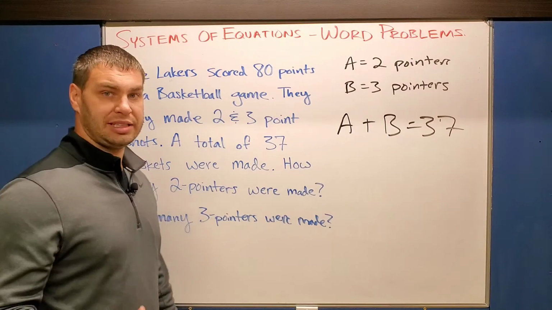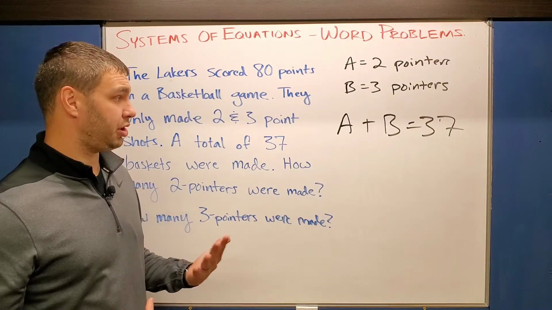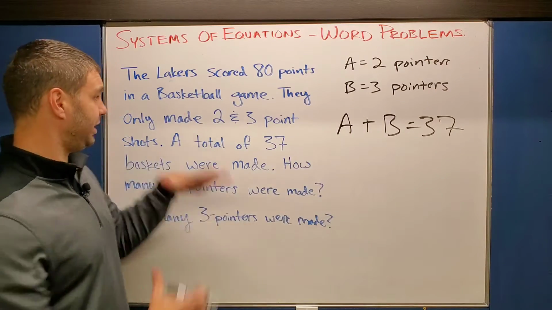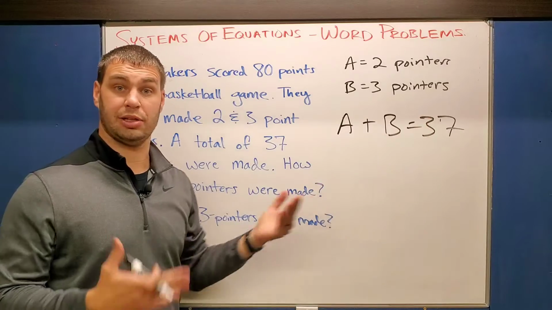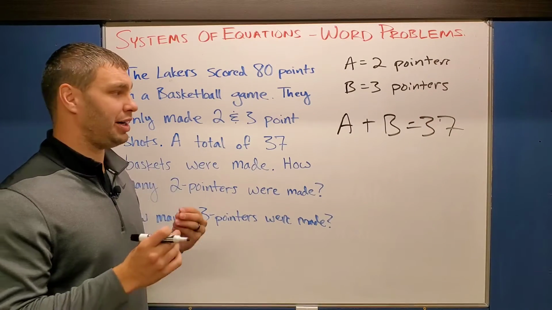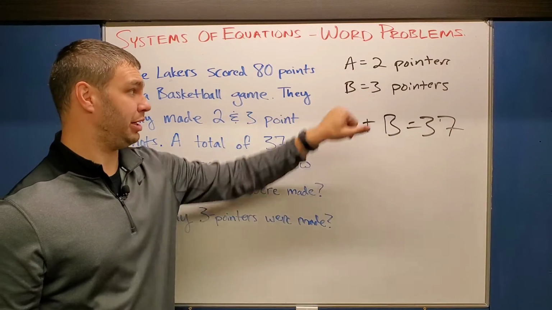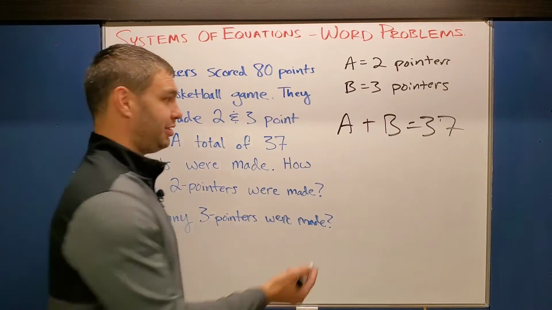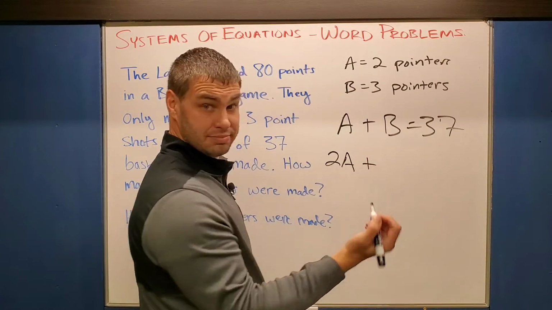All right, so that's my first equation, but a system of equations needs multiple equations. So how can I figure out this second equation? Well, after we have the physical items as our first equation, the second one almost always uses what those physical items are worth. In this case, A is 2-pointers and B is 3-pointers. So since A is worth 2, it's going to be 2A, and B is 3B.